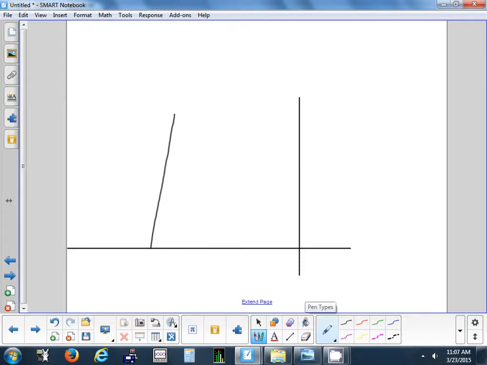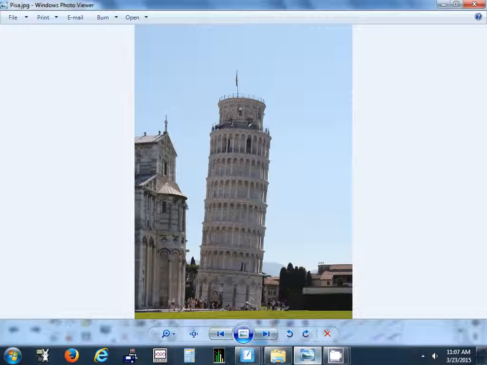There's our building. Maybe we have a ladder leaning against it. We have a nice right angle right there. In this problem, we don't have anything that's vertical, or straight up and down. So we'll talk about how we could find the angle that the tower is leaning at, and we'll actually compare it to what it's leaning at now versus what our book says.